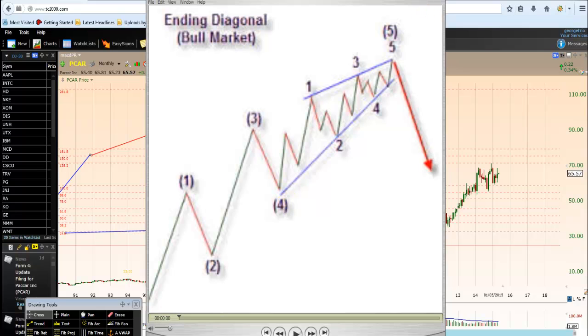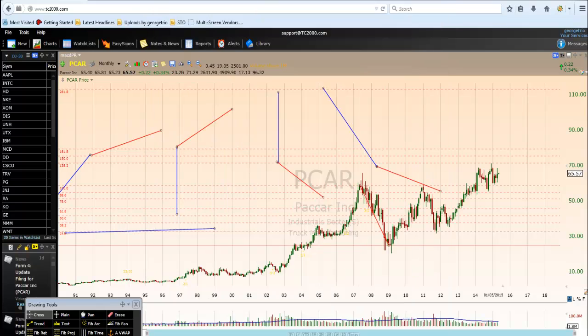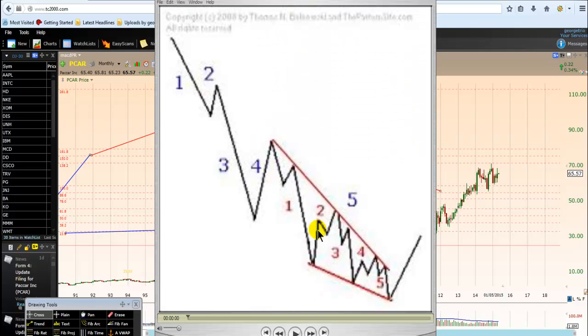I want you to see the next ending diagonal that we have at the end of a downtrend. All right? So this is the ending diagonal at the end of a downtrend. So this is the normal first wave, second wave, third wave, fourth wave. At the end of the fourth wave, we will assess whether the price went too far and too fast.